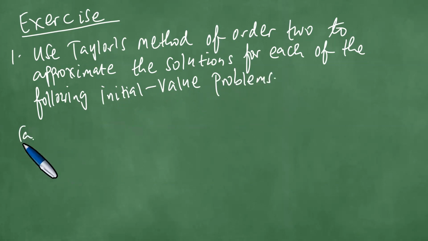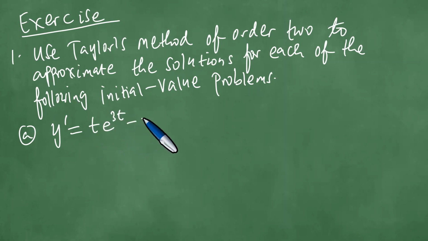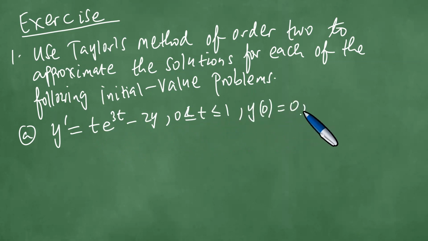Okay, now if you look at part A, use Taylor's method of order 2. It's exactly what we're doing now. So y prime is t e to the 3t minus twice y, t lies between 0 and 1, y at 0 is 0, with h equal to 0.5.